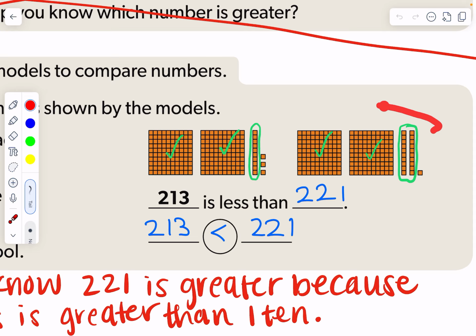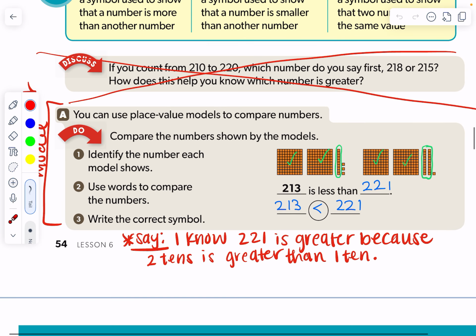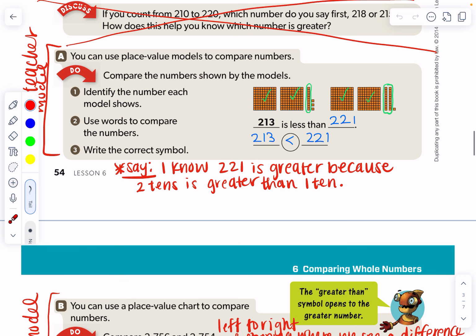than the second model. Now, they did give us the first number, but they didn't give us the second number. So we would have to determine, well, what is the second model equivalent to? We know that we have 2 hundreds. We know we have 2 tens. And we know we have 1 one. So the answer is 221. 213 is less than 221 because 1 ten is less than 2 tens.